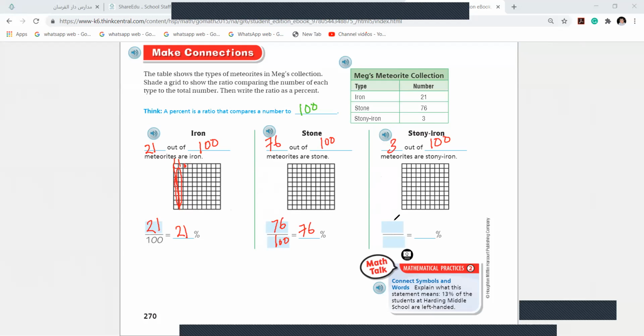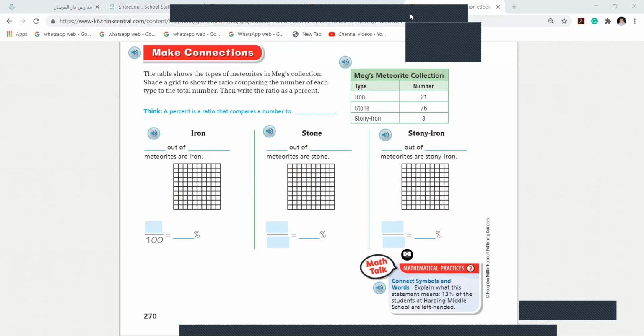That is 76%. 3 out of 100, that is 3%. Just shade 3. 1, 2, and 3. And here 76 means you're just shading all. 7 lines, and 6 pieces. Girls, you all do it, okay? Finish? Can I go to the next page?